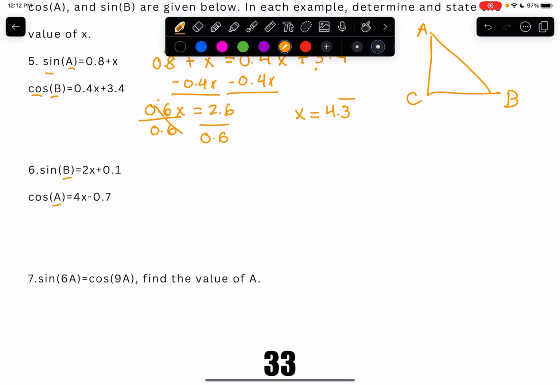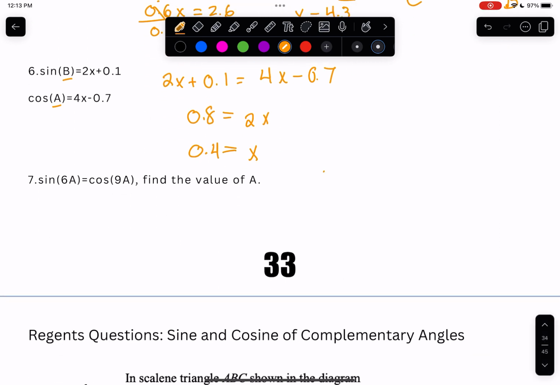Same thing, different angles, different functions, so I can set them equal to each other because I know they must be complementary. So we're going to get that x is equal to 0.4. So again, here, 6a plus 9a must be equal to 90. So we have 15a is equal to 90. A is equal to 6.